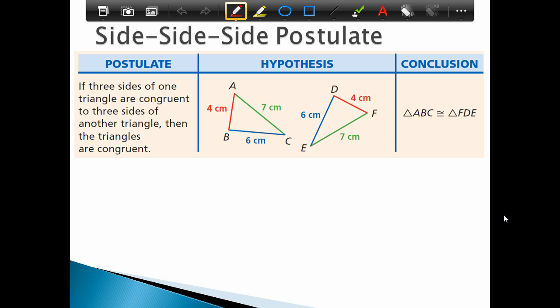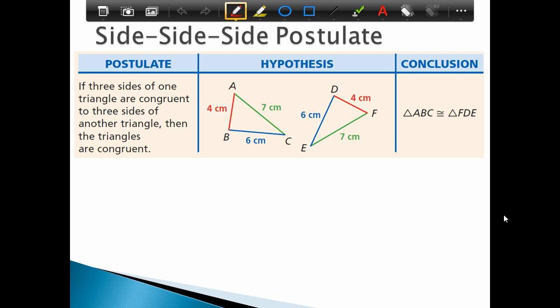Okay, our first postulate for the night. We only got two, so it's a short night. First one we got is the side-side-side postulate. I know in your notes it says SSS. Everybody uses the abbreviation, but it's technically side-side-side. The way it works is basically it's saying that if we have two triangles, and we know that all three pairs of sides are congruent.